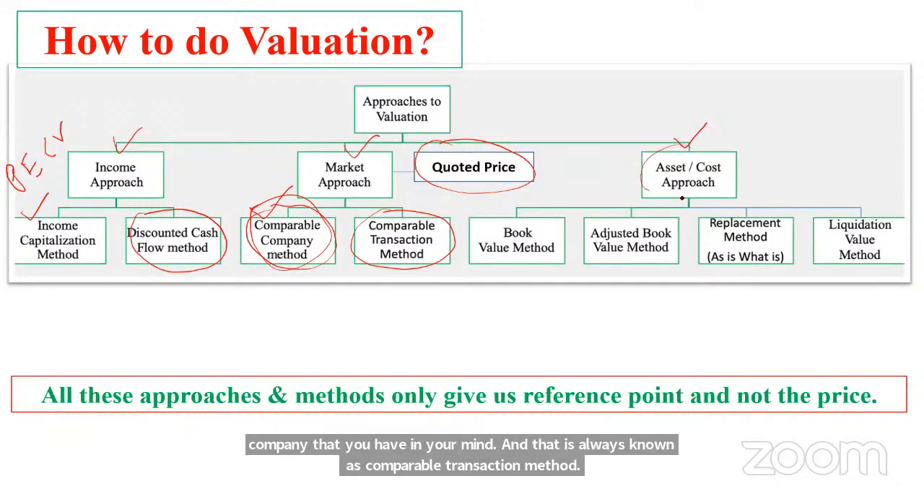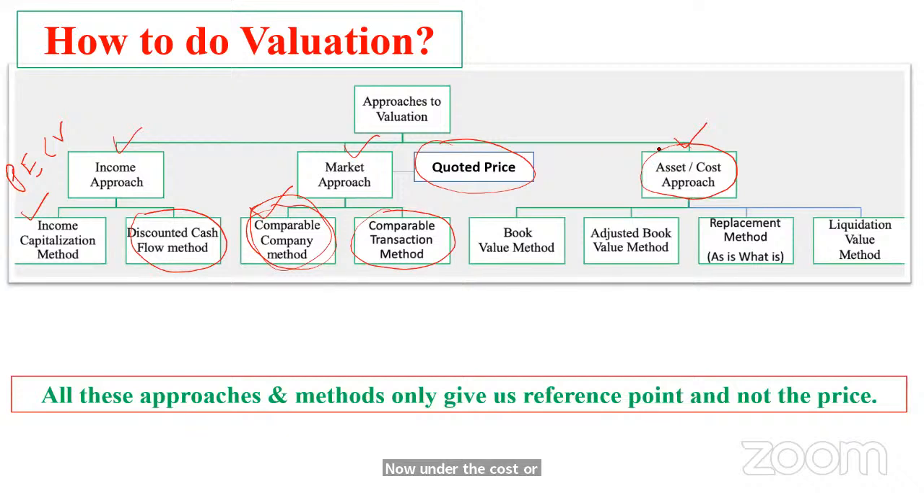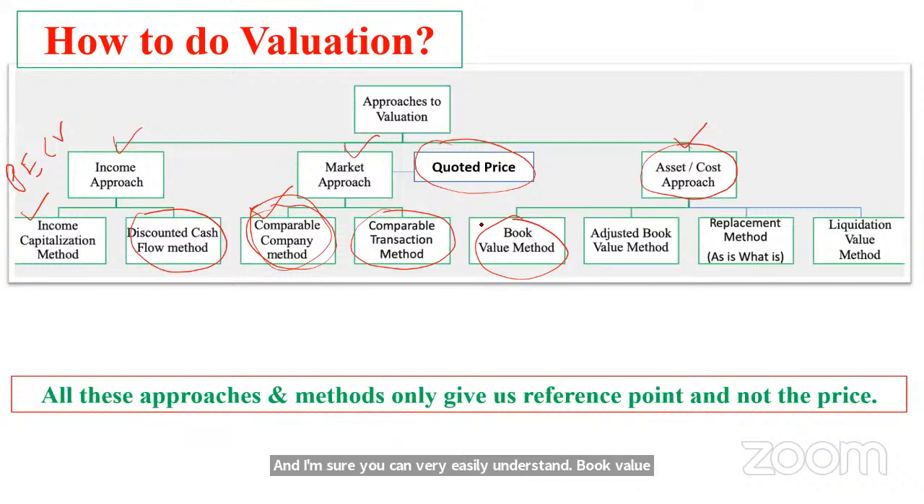Now, under the cost or the asset approach, there are four methods. So the first method under the cost or the asset approach is known as book value method. And I'm sure you can very easily understand what book value method means. Book value method means you pick up the balance sheet of the company that you want to value, take the figure of all the assets minus the figure of all the liabilities other than the equity or the shareholders' fund. What remains in your hand is the book value. So book value method is exactly as per the balance sheet of that company that you are trying to value. And that is how it is known as book value method.